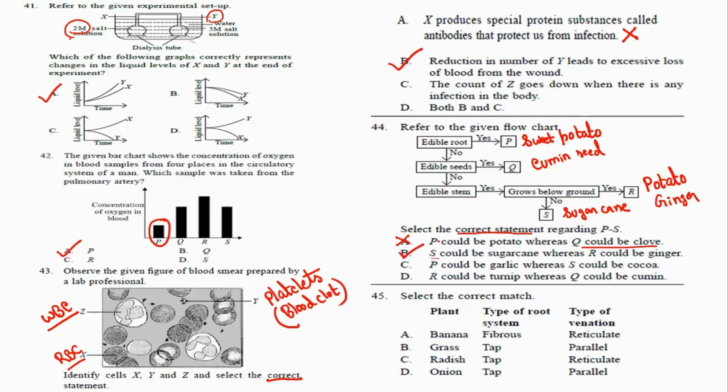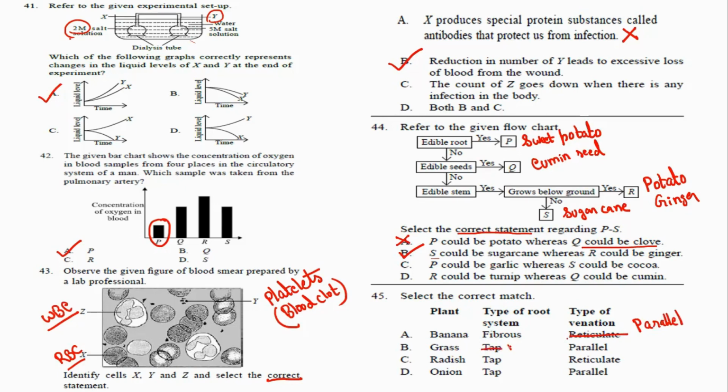Okay, now we come to question number 45. So here we have some of the plants and the type of root system and the type of venation that they have in the leaves. We have to find the correct match, right? So banana, fibrous root, reticulate venation, wrong. It does not have reticulate venation. It has a parallel venation.